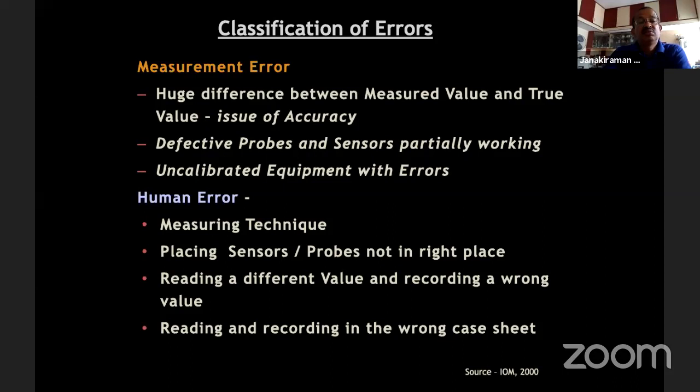Human error, measuring technique is a human error. Placing the sensor in the wrong place, using a wrong probe, the site of placing the probe not being correct. And reading a different value on the screen and writing it. So it happens. And many times we have seen the same written in the wrong case sheet also. Since I worked in ICU, I've seen all this.